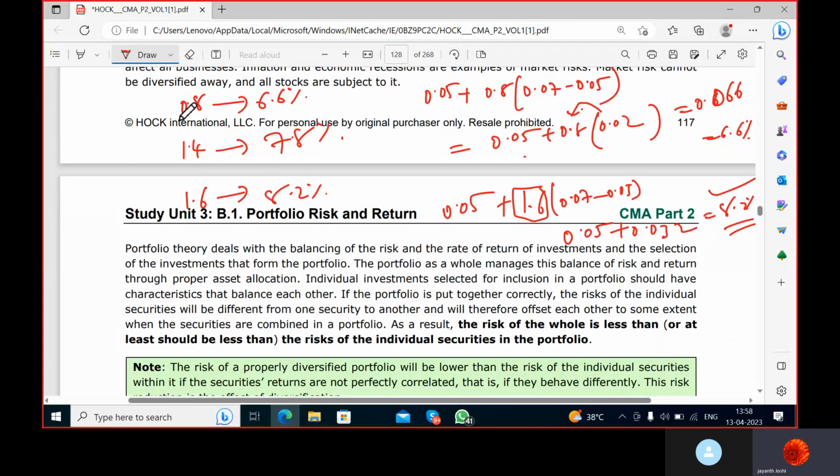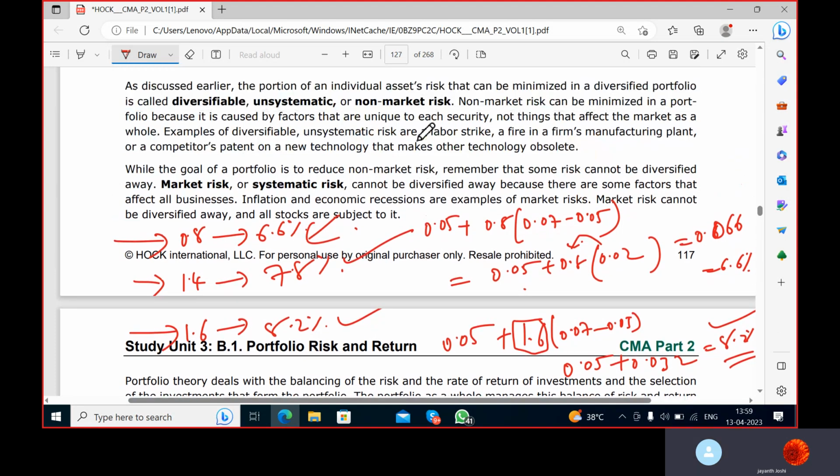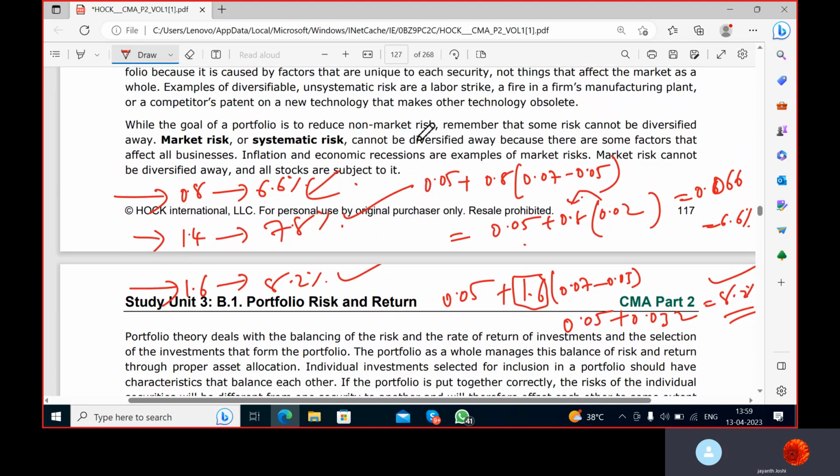So what do you notice? When the risk is less, the return is less. When the risk is increasing, the return is increasing. And when the risk is the most, the return is the highest, correct? This is what the CAPM model is all about. As the beta value increases, because the systematic risk is increasing, the returns will also increase.